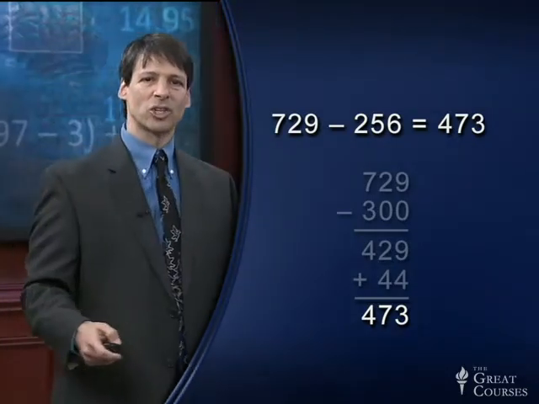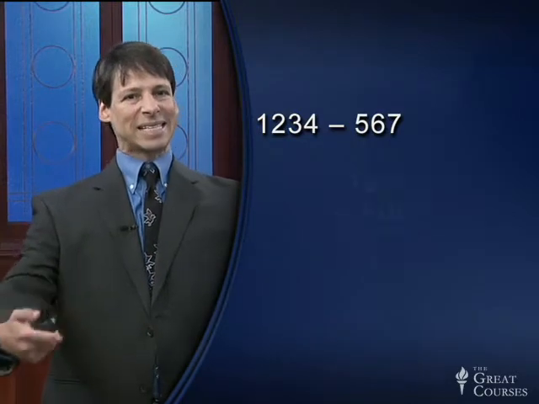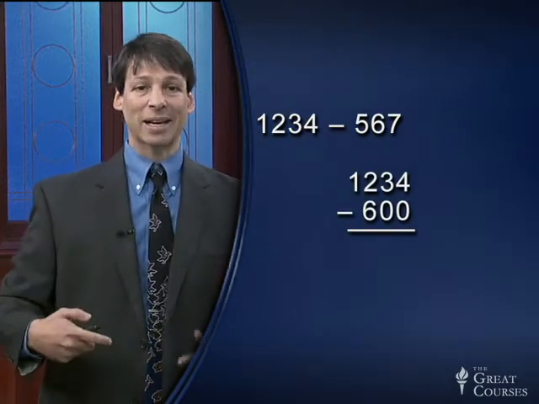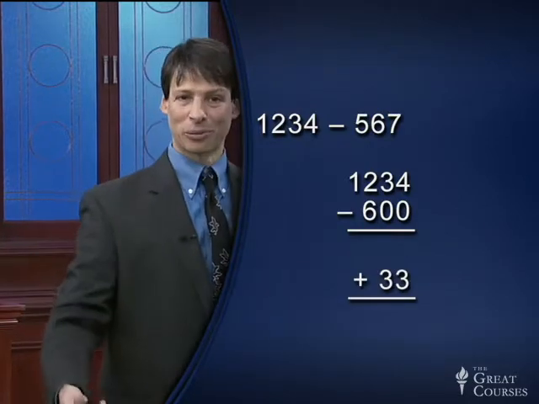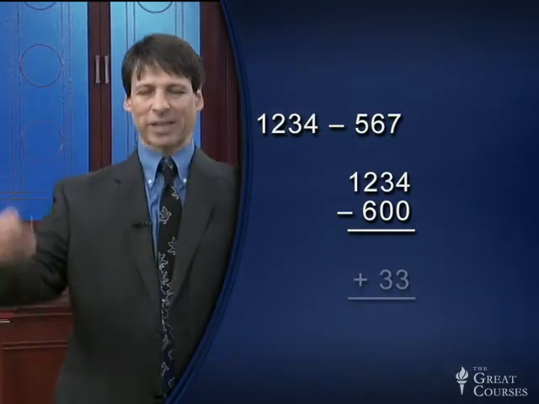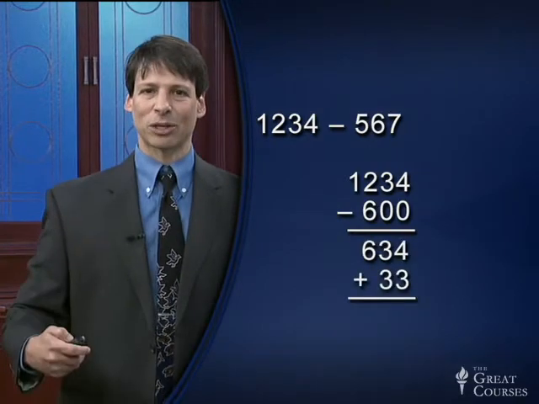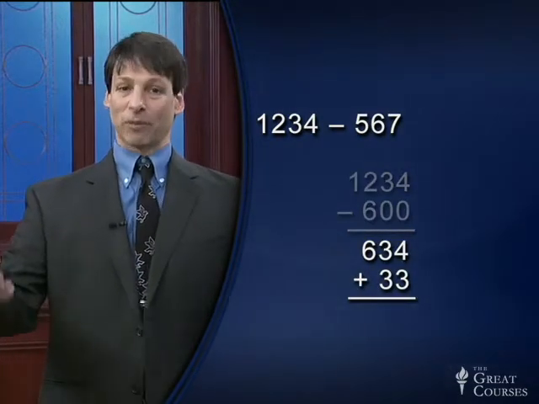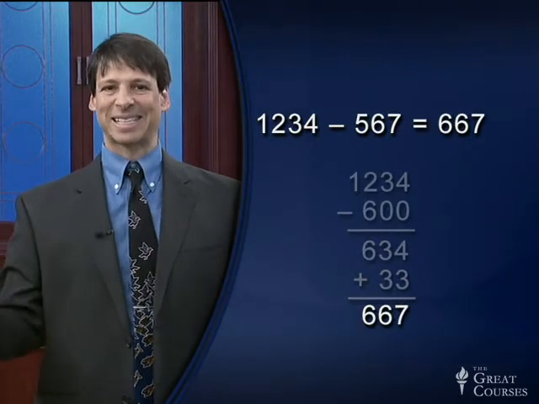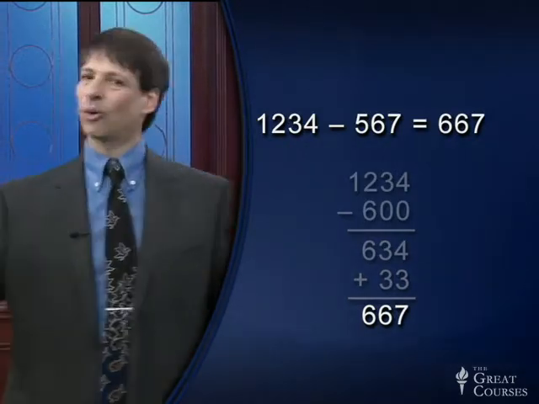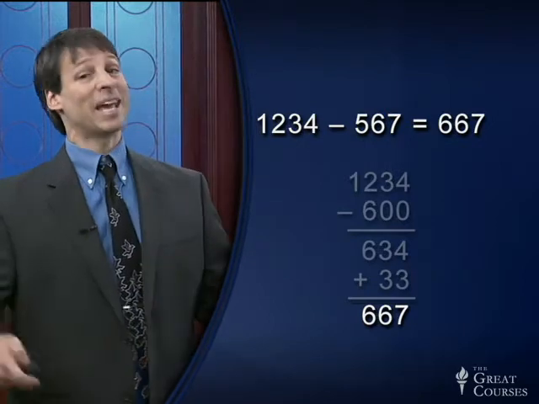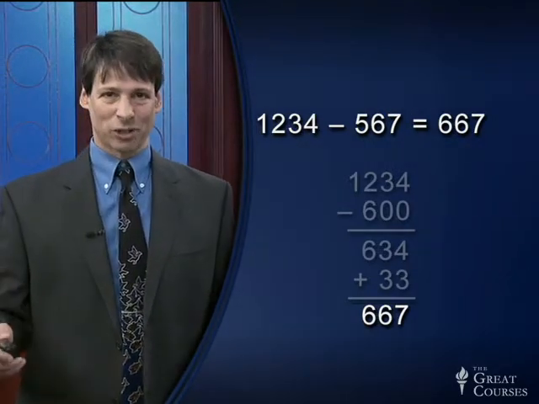Okay, let's do one more just for fun. Let's do 1,234 minus 567. Okay? How do we do that? We're going to subtract 600 and add back the complement of 67, 33. So 1,234 minus 600 is 634. Add 33 from left to right, and we get 667. Look what we did. We took what would have been an ugly subtraction problem and turned it into an easy addition problem.